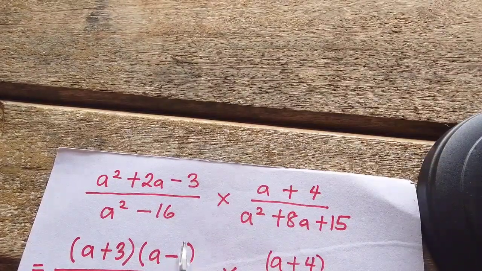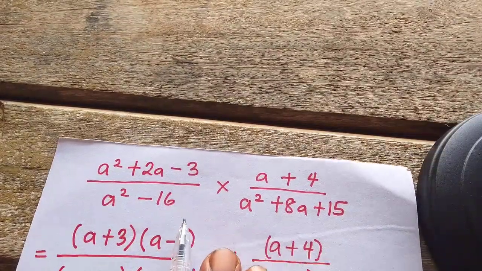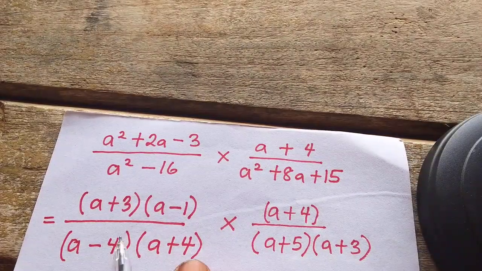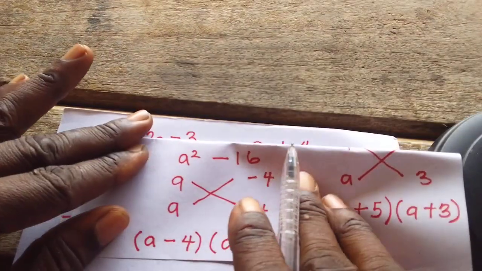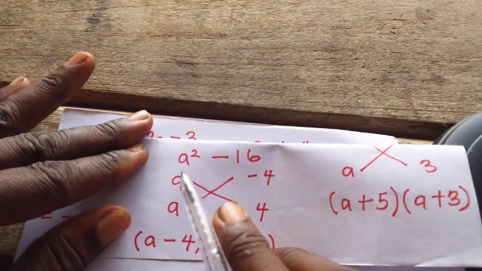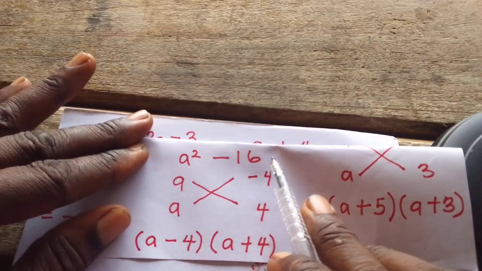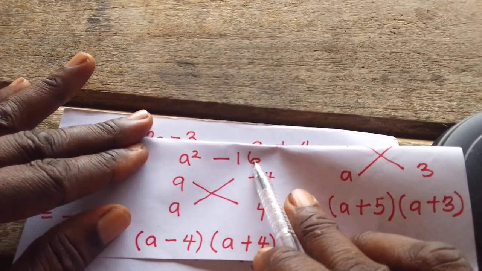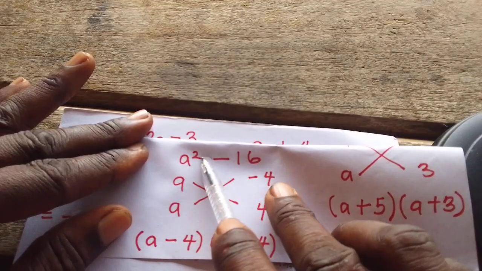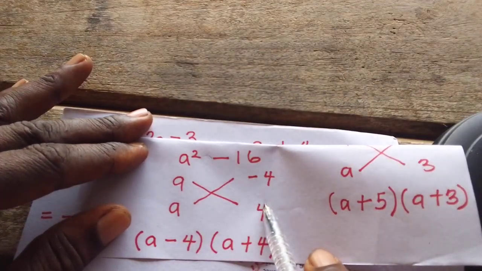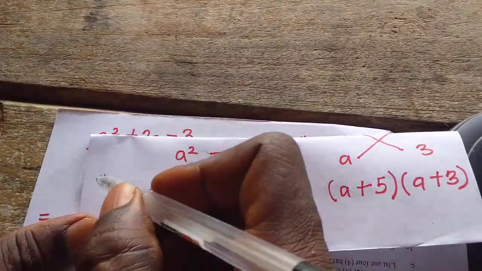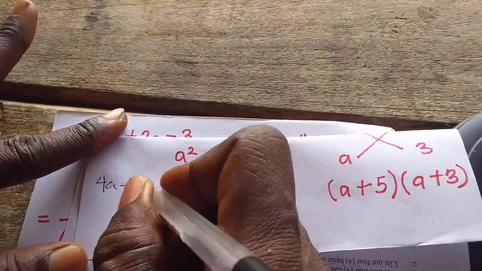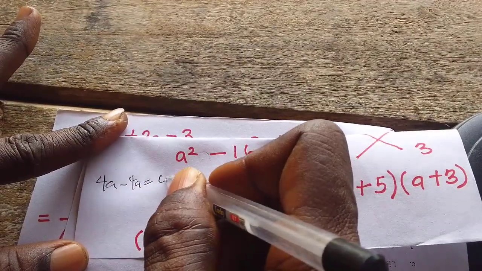Then, when you factorize a squared minus 16, you are going to get (a minus 4) times (a plus 4). Let's check how to factorize a squared minus 16. A times a will give us a squared. Minus 4 times 4 will give us minus 16. So it means the coefficient of a is 0. So a times 4 here will give us 4a. Then a times minus 4 here will give us minus 4a. 4a minus 4a here is 0.